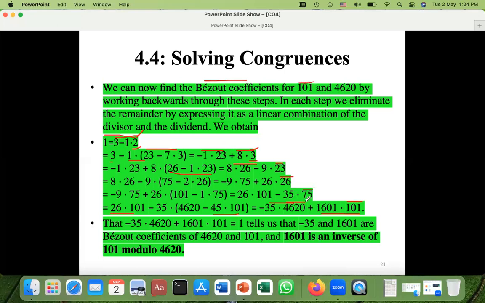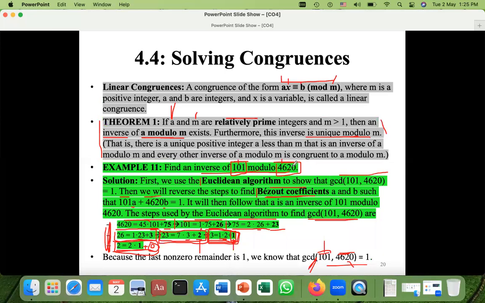And this 4620 is the number which is the M in your question. And you know that this is the M, so you don't need this coefficient which is given with this M. So what coefficient you need? This one, 1604, because it is with the A. So this 1601 is the inverse of 101 modulo 4620, which was the question. Find an inverse of this one.